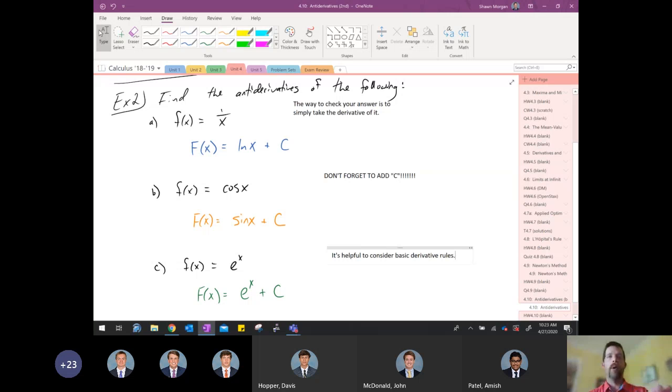So if I rolled up on you guys tomorrow, not that I'm going to, and said, hey, what's the derivative of natural log? What's the derivative of sine? What's the derivative of e to the x? Those are all three functions that we've memorized their derivatives of, right? So just remembering those rules can help us work in reverse.